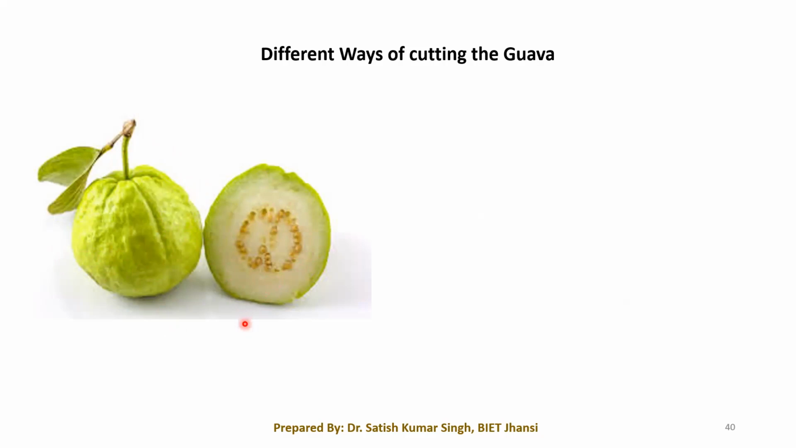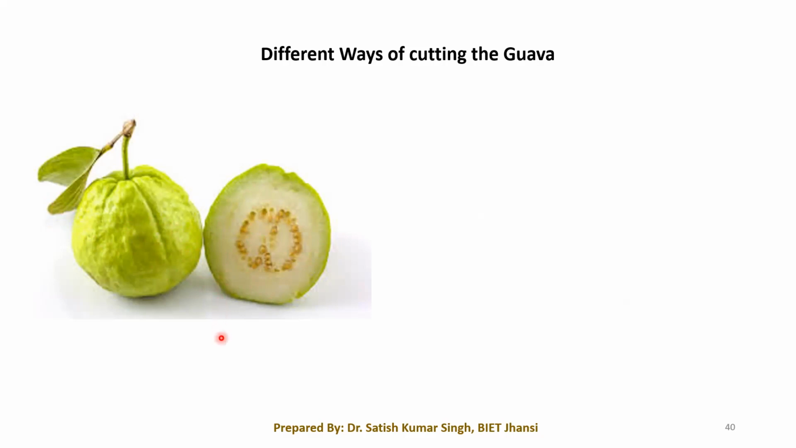Okay, similarly, I can also ask you a question. Let me cut this guava like this, neither horizontally nor vertically, but with a certain inclination. Again, if I cut it like this, I will be able to expose some surface of the guava. So if I had cut like this, then again, what will be the number of seeds, and what will be the pattern of the seeds?